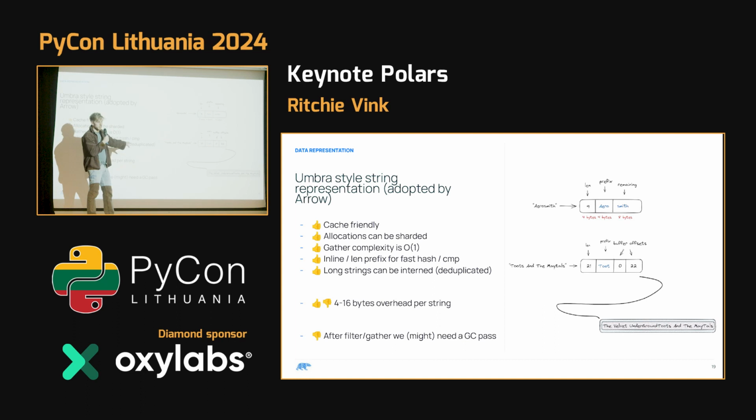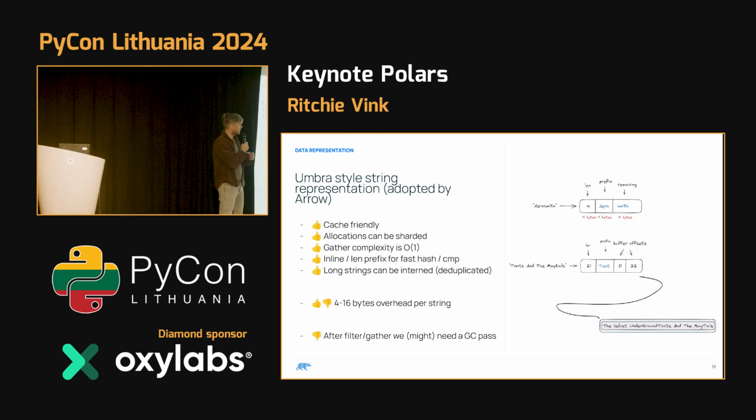If the string is longer than 12 bytes, you will still put the length in there. You will still put the prefix in there. But then you keep a buffer index and an offset in that buffer. So you can have multiple buffers, and you can say, OK, this points to this buffer, and it starts at 22. That's where I need to search. And I know the length, so I can retrieve the string, right?